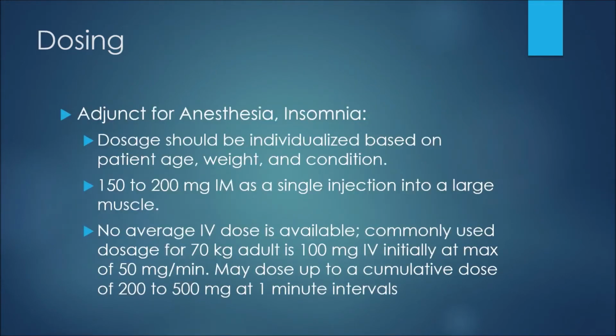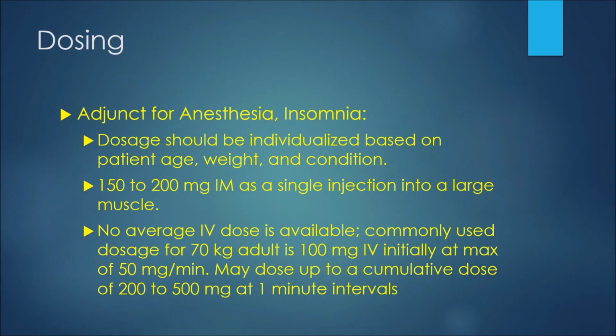Now for an example of dosing with Pentobarbital. If it's used as an adjunct for anesthesia or for insomnia, the dosing may be the same. First of all, we want to make sure that the dosage is individualized based on patient age, weight, and their condition. However, we may see a dose of 150 milligrams to 200 milligrams given intramuscularly as a single injection into a large muscle.